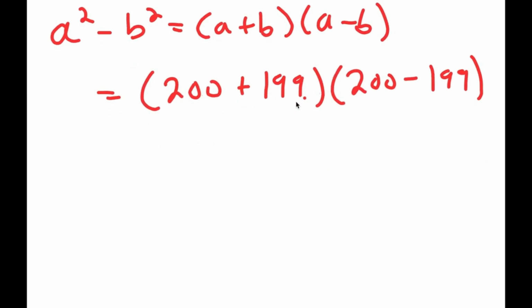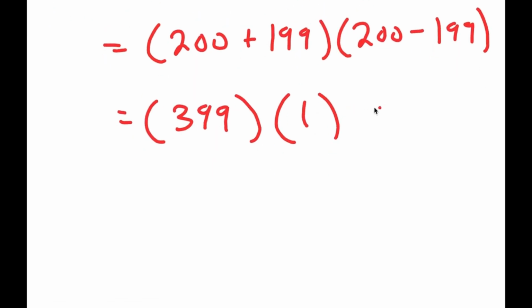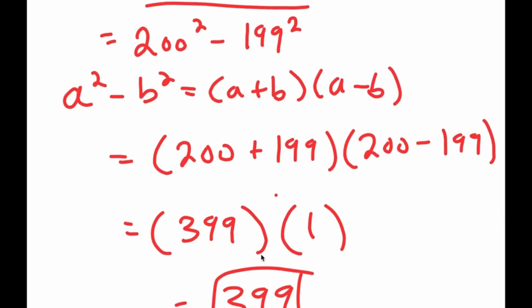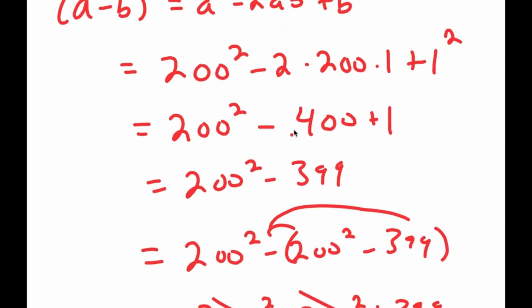Now 200 plus 199 is equal to 399, and 200 minus 199 is simply just equal to 1. So I get 399 times 1, and obviously anything times 1 is itself, so this results in 399. And this method was probably the easiest one, just because it took the least amount of time and the least amount of steps.